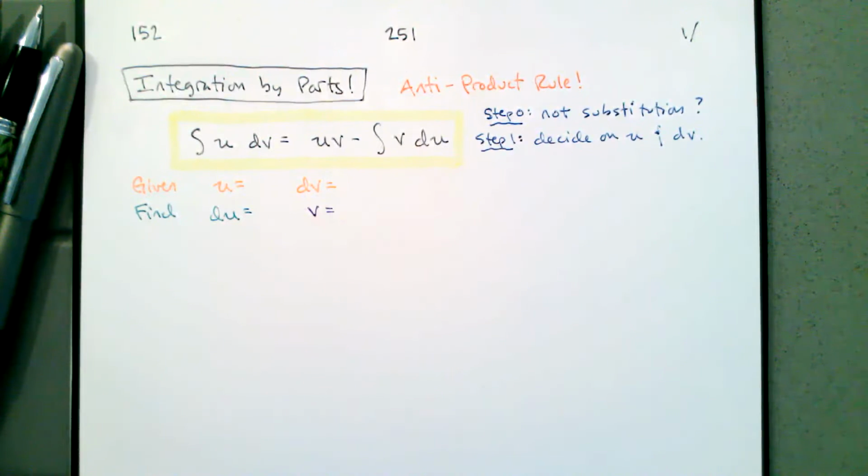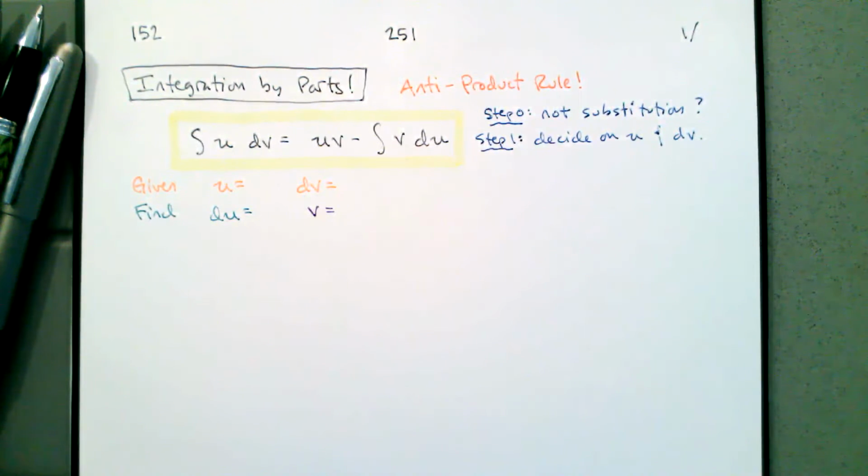The steps for integration by parts are as follows. Step 0, make sure that this is not substitution. We would rather do substitution when that's available. So first, make sure that substitution is not going to work. Then we can actually start the parts process.